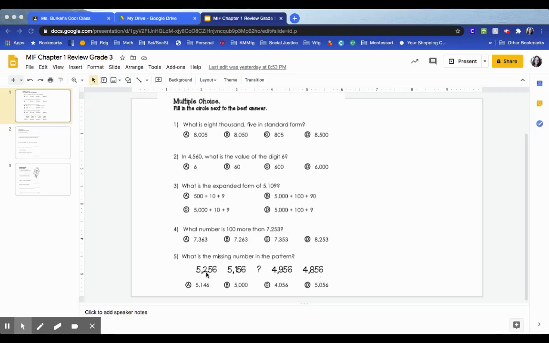So the change is happening here. Here's 2, then 1, then 9, then 8. So it's going down. It's decreasing in the hundreds place by 1. From 2 to 1, 1 to what? And then it changes to 4,956, 4,856. What do you think it is? Mark your answer and then go on to the next page.